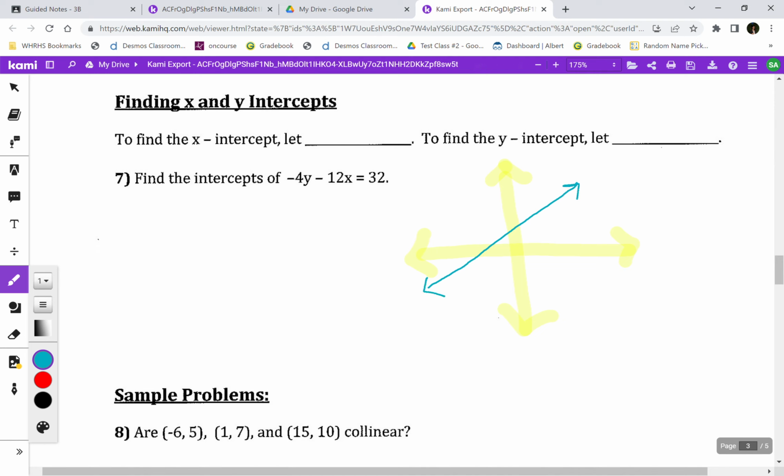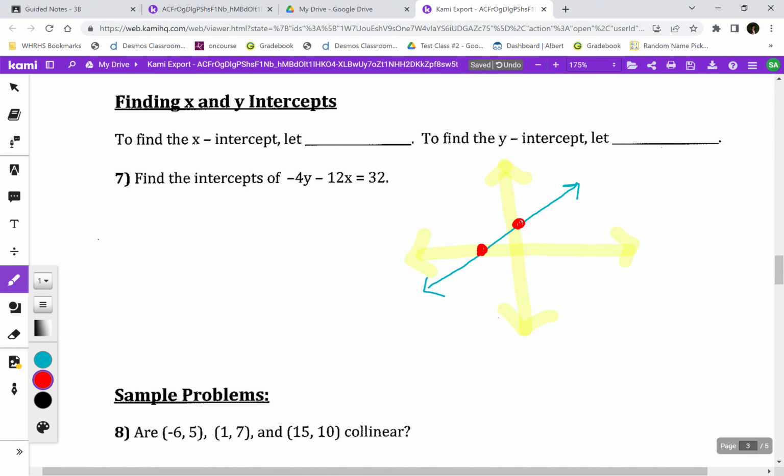Can somebody explain in your own words what an x or y intercept is? Olivia? Excellent. It's the point where the line crosses the x-axis or y-axis depending on what we're finding. So do we agree this would be right here the x-intercept and this would be right here the y-intercept?